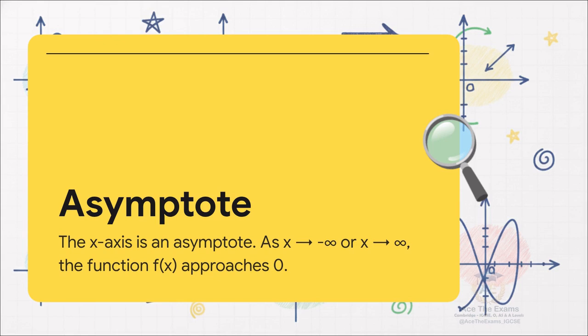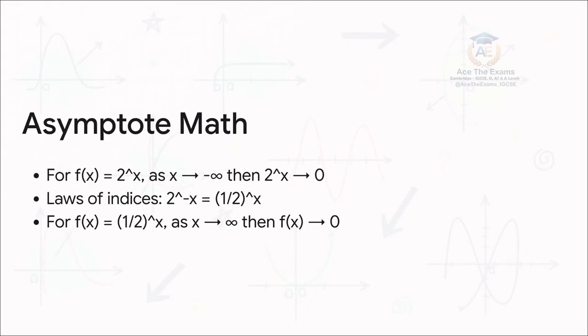For our basic exponential graphs, the x-axis acts as this rigid boundary. The real question the examiners want you to understand is why this happens. Let's break it down. For f(x) = 2^x, as x moves towards negative infinity, the function approaches 0.